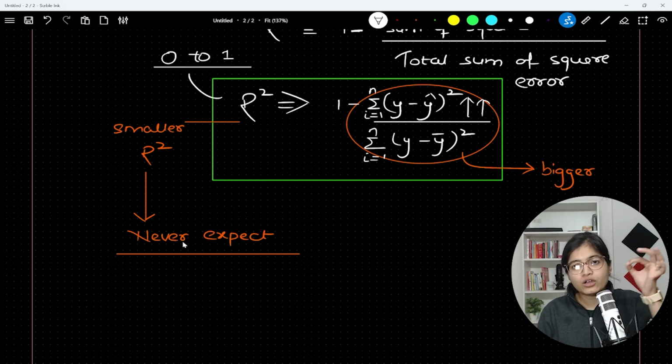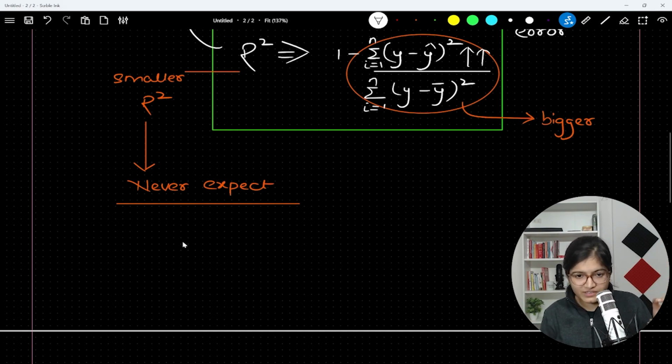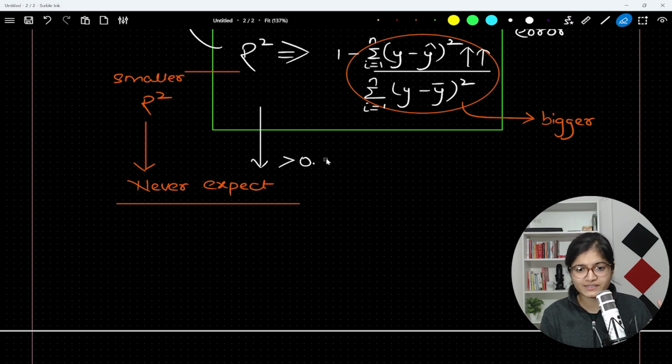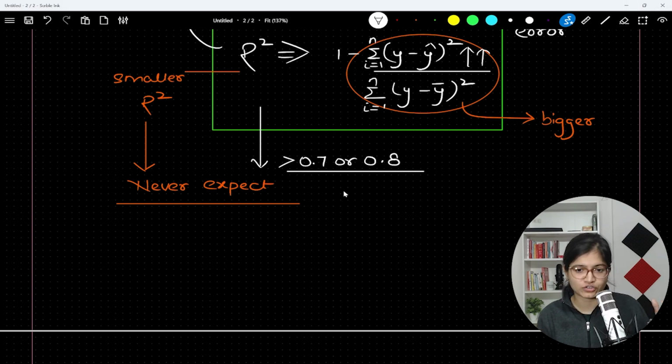You always want your r square value as per the researchers' research. Usually it depends on the kind of data we are using, but it's expected that your r square value is bigger than 0.7 or 0.8. This is what our expectations should be.